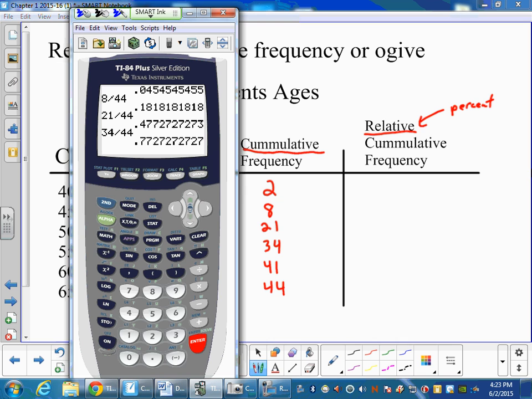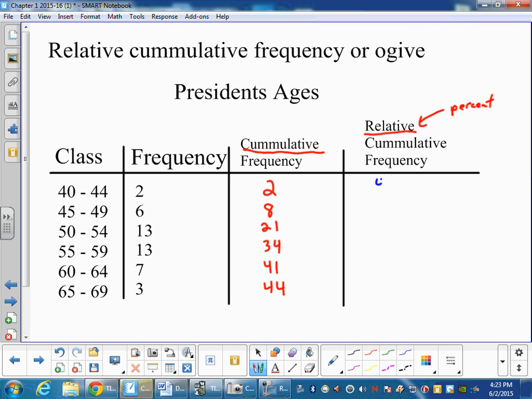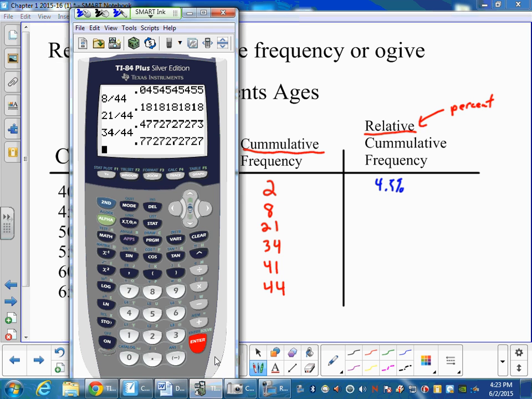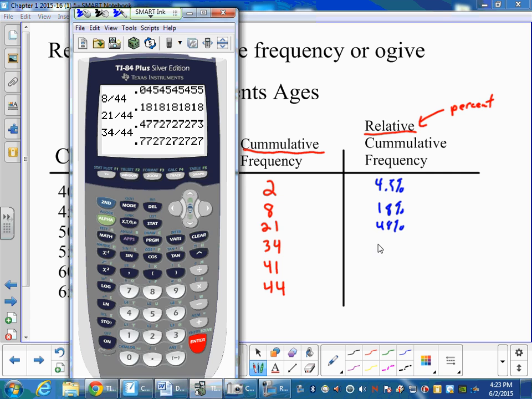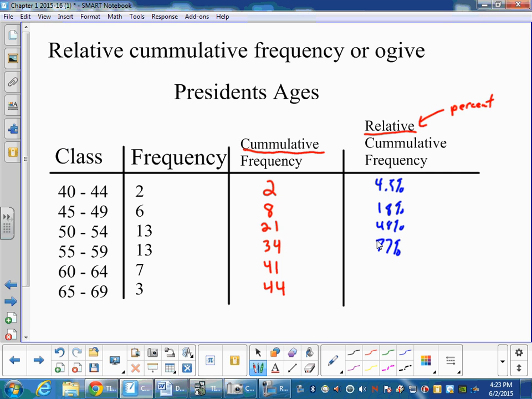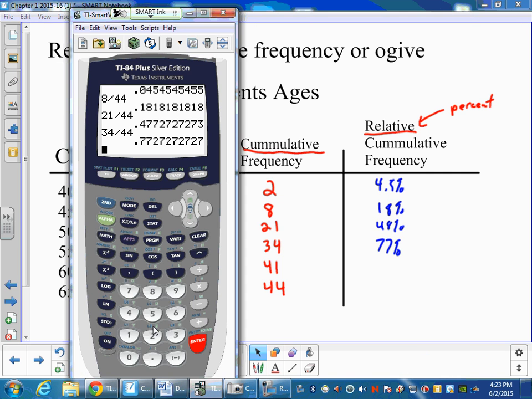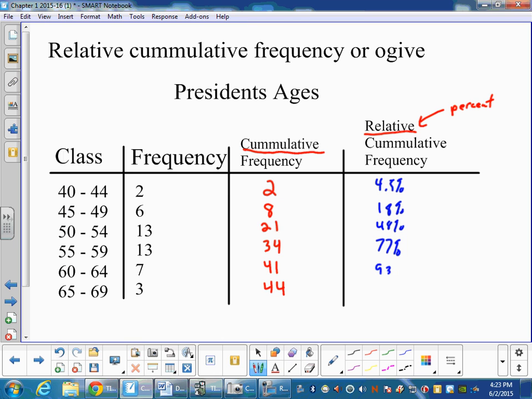And so I should start filling these in before I lose them. So that's about 4.5%. And where are we at? 18%, 48%. Then we got 77%. And now I'll have 41 out of 44, which is 93%. And then finally, 100%. The last one should always be 100%.